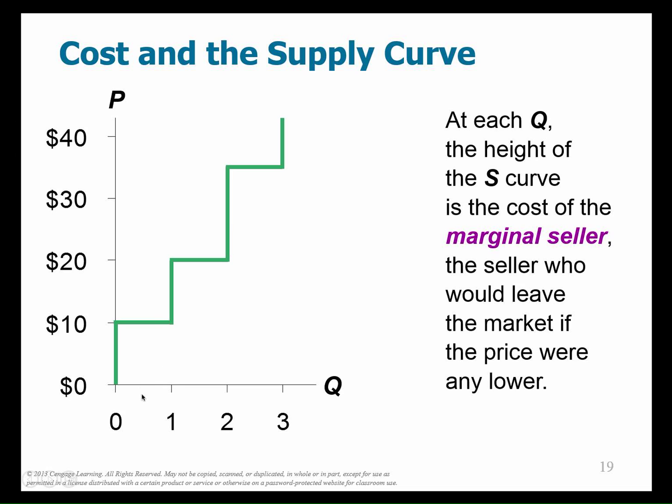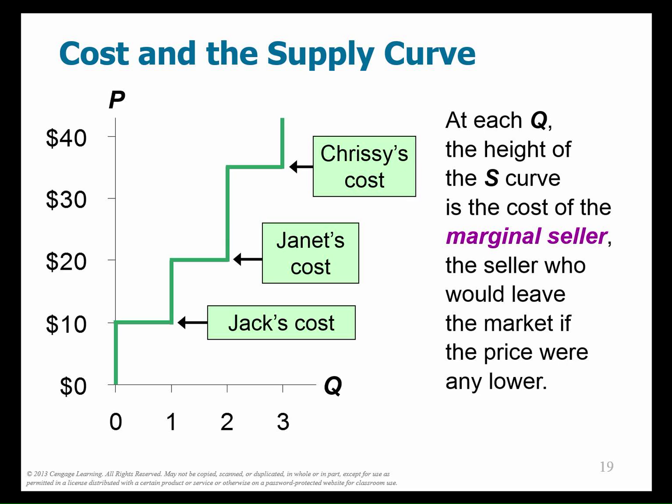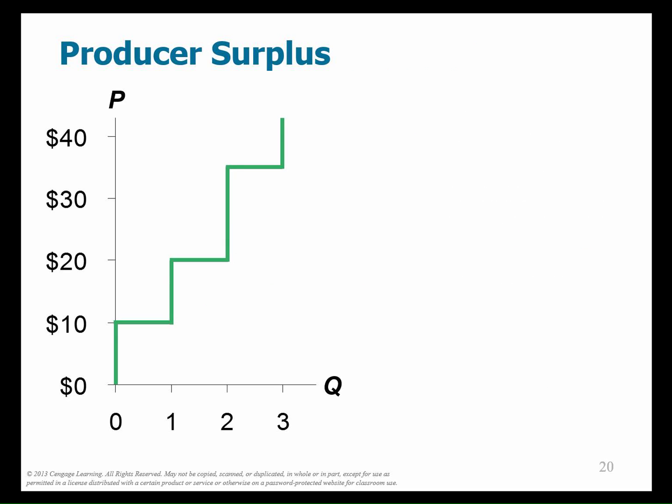At each person, okay, so person number one, this tells me that Jack is willing to sell as long as it's more than $10. That's his cost. The cost of the second person, I just read it to the height of the supply curve. The cost of the third person, I just read it to the height of the supply curve. Okay? So we have something that looks like this.